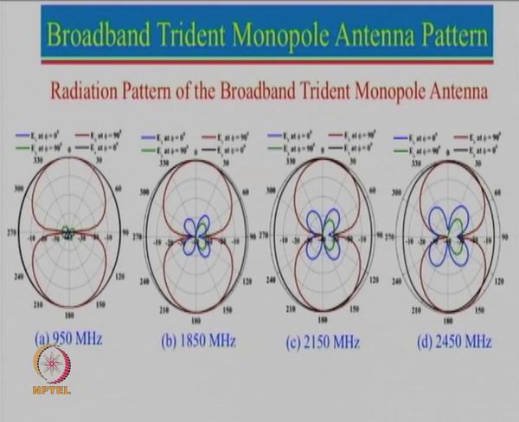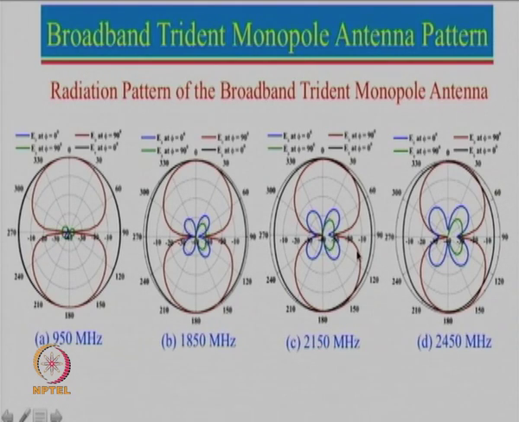So we have shown the pattern here at 950 megahertz, 1850 megahertz, 2150 megahertz, and 2450 megahertz, which is for Wi-Fi application. One can actually see that this is the omnidirectional pattern you can see here. So that is also omnidirectional. Here it is still considered omnidirectional, even though there is an absolute maximum variation of about 5 dB over the band, and over here it is forming that figure 8 shape.